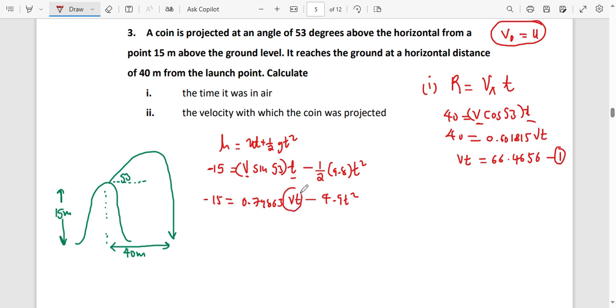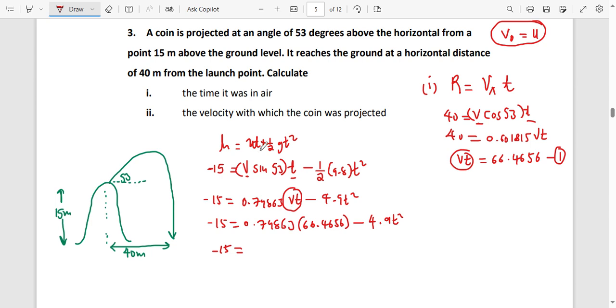Can you see we have got vt here and we have got vt here? So where there is vt, I'm going to put 66.4656. So this will become negative 15 is equal to 0.79863, and then we'll put 66.4656 there, minus 4.9 t squared.